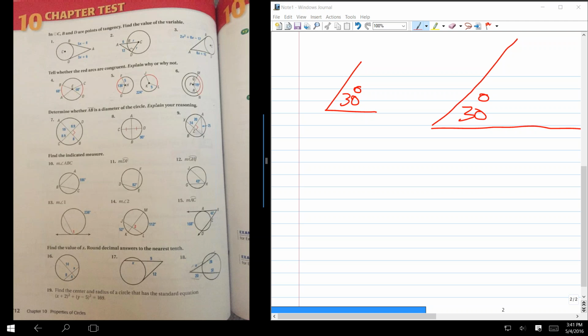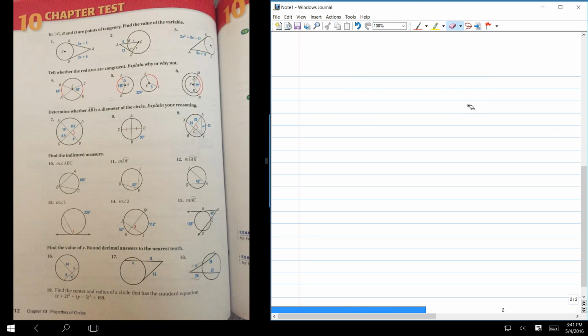Now tell me, is the arc length the same for both of those in number 6? No, the outside one is clearly longer than the inside one, because the arc length is a function of the radius, whereas the measurement of the arc is not. The measurement of the arc is a function only of that central angle. All right, let's see. Determine whether AB is a diameter. How about number 7, is it?